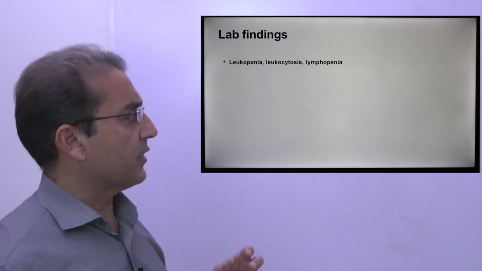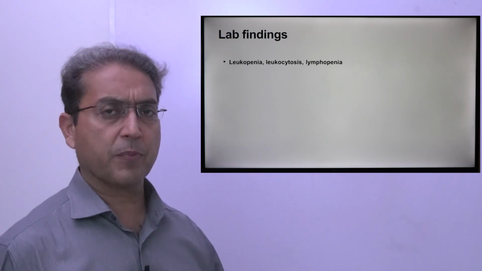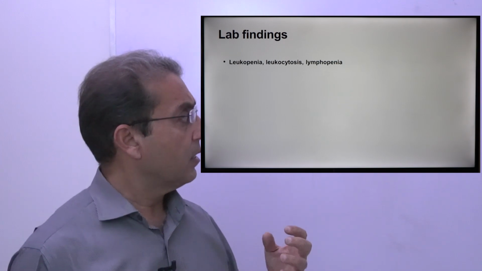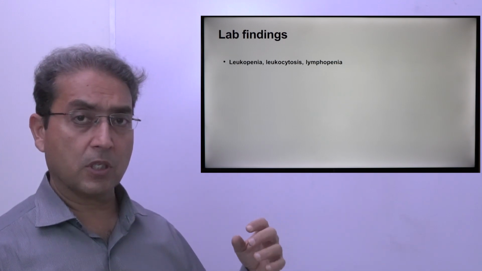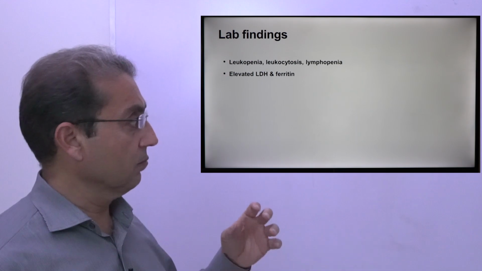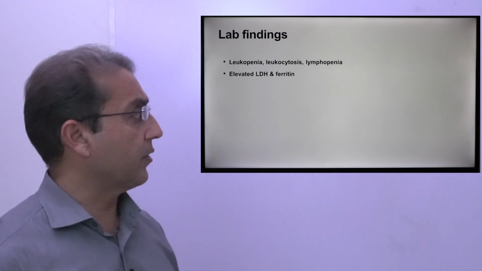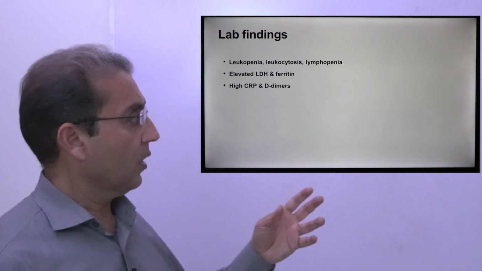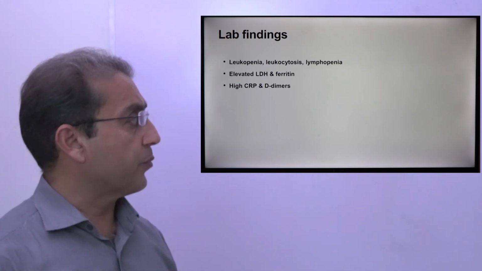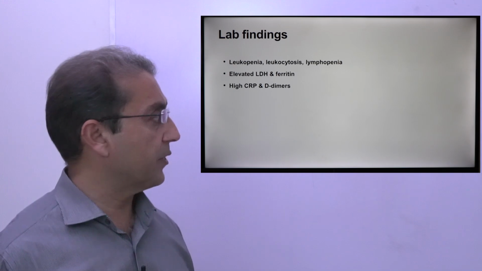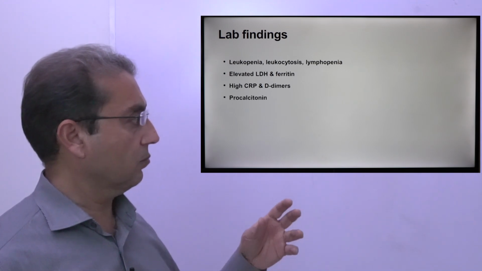Then we got some non-specific lab findings. For example, some of the patients may show leukopenia, the others may show leukocytosis, there may be lymphopenia. The lactate dehydrogenase and serum ferritin may be increased. Similarly, the C-reactive protein and D dimers may be raised in patients who got complications.